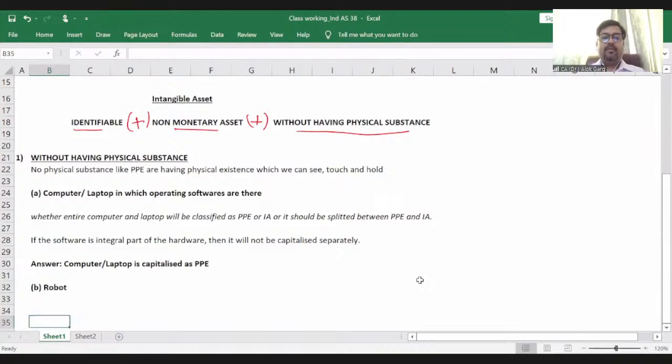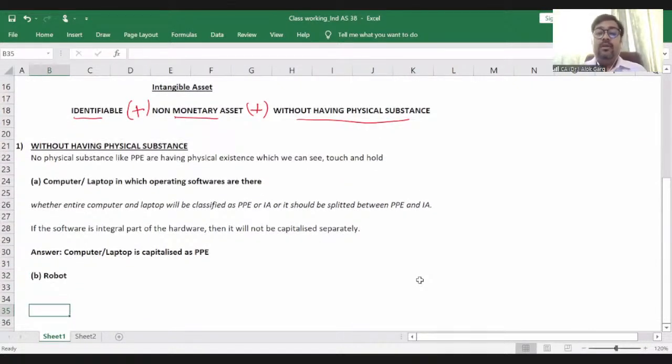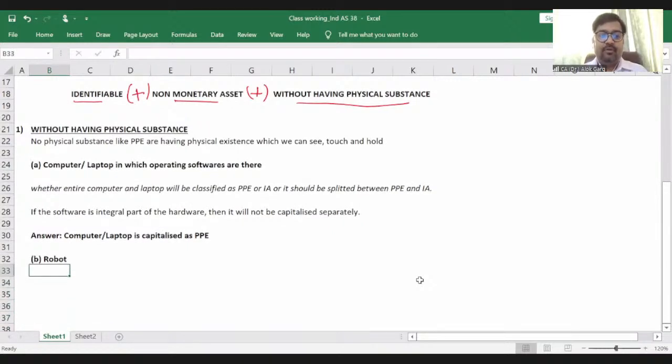Robot, nice. Robot, is it a PPE or is it an intangible asset? Whether a robot is a PPE or an intangible asset? Tell me.